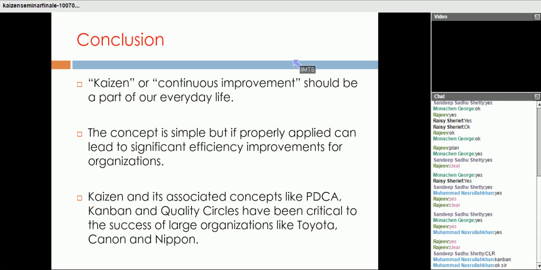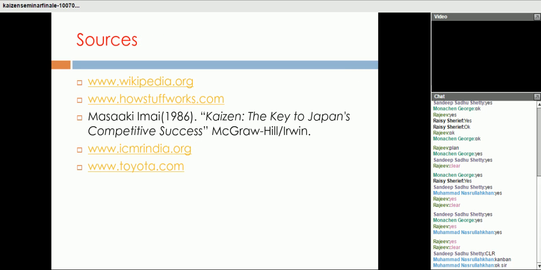So to conclude, Kaizen or continuous improvement should be a part of our everyday life. The concept is simple, but if properly applied can lead to significant efficiency improvements for organizations. Kaizen and its associated concepts like PDCA, Kanban and quality circles have been critical to the success of large organizations like Toyota, Canon and Nippon.